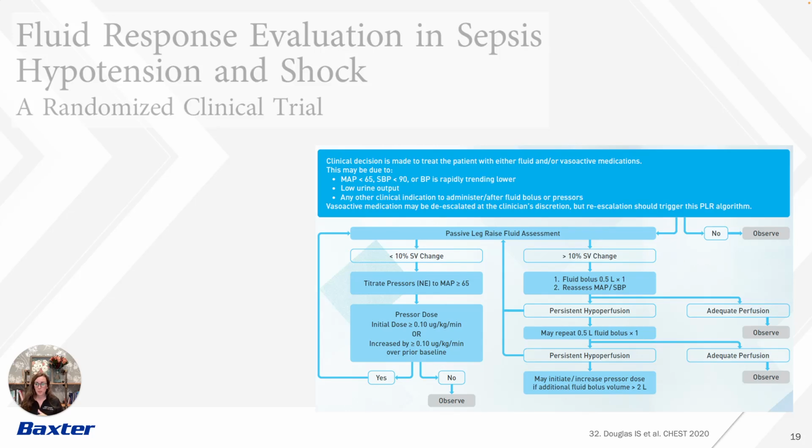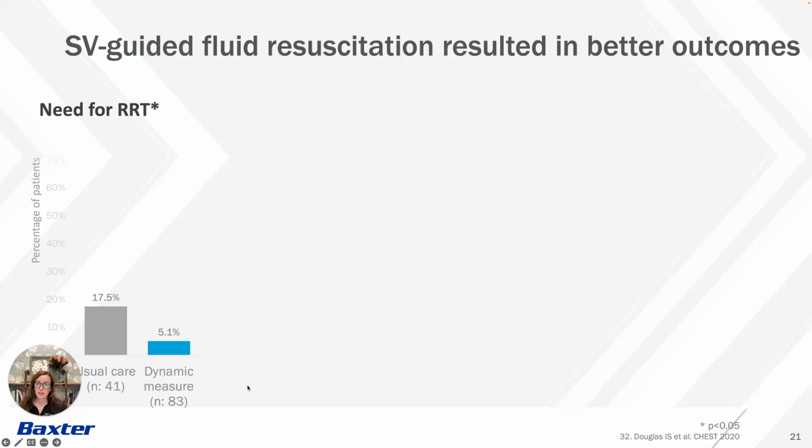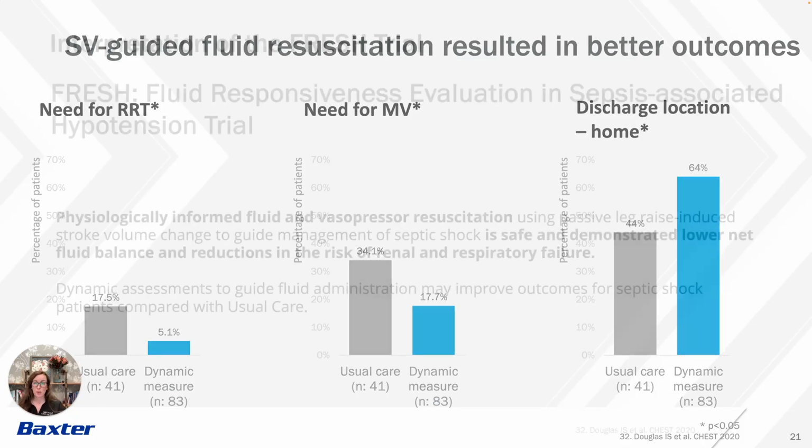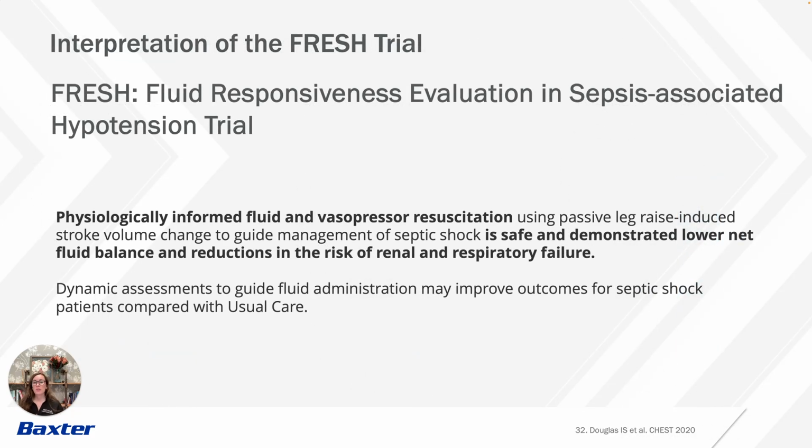In the usual care group, they got fluid according to usual care, which we've just kind of talked about what that is. All right, so the stroke volume guided fluid resuscitation resulted in better outcomes, so there was less need for renal replacement therapy, there was less need for mechanical ventilation, and more patients were actually discharged home as opposed to skilled nursing.